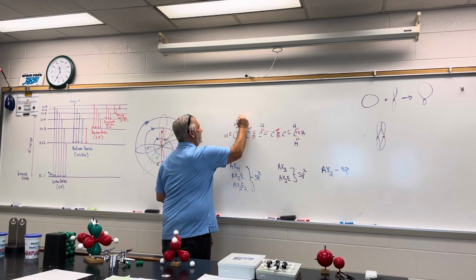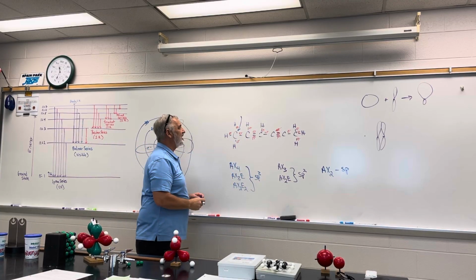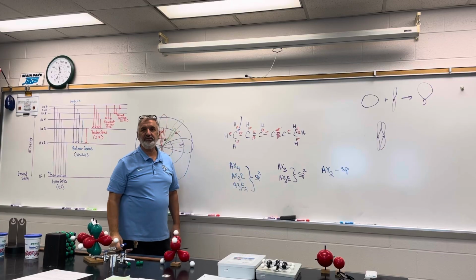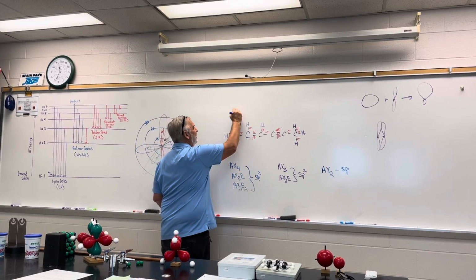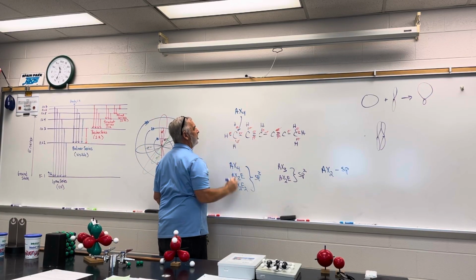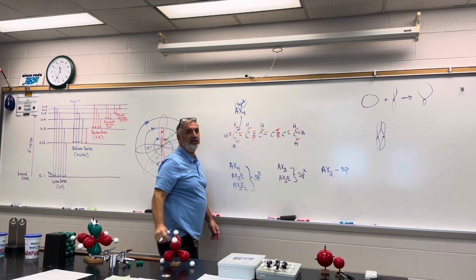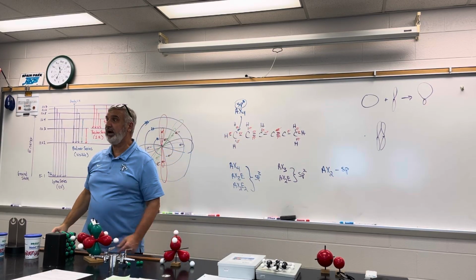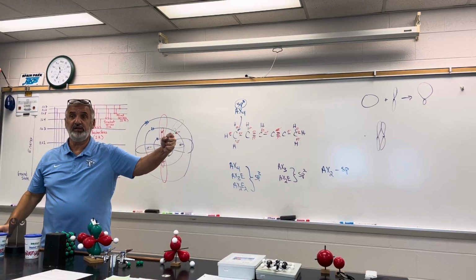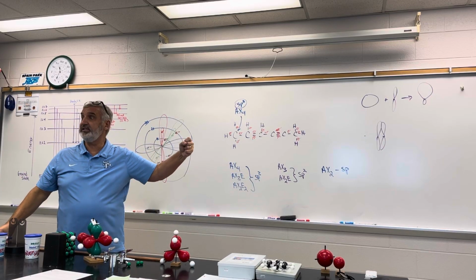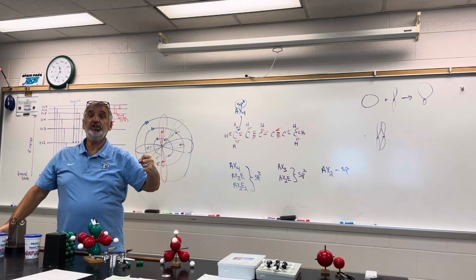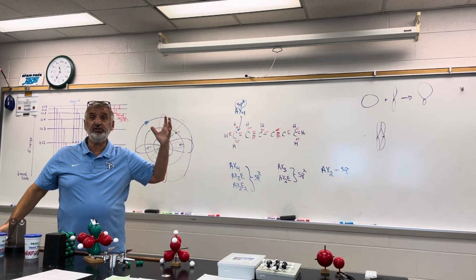So if I look at that carbon right there, what's my AX formula around that carbon? AX4. So what type of hybridization is it? sp3. So all you would write is sp3. It says identify the type of hybridization on this particular carbon. You don't give an explanation. You don't go into AX anything. You just write sp3.